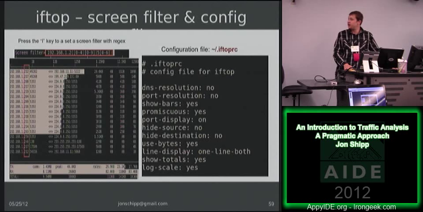And then there's a configuration file that I use that you can use if you want to play with this. I think it's really good. It turns off DNS resolution by default. Speaking of that, one thing when you're capturing packets is that you don't want to resolve names.